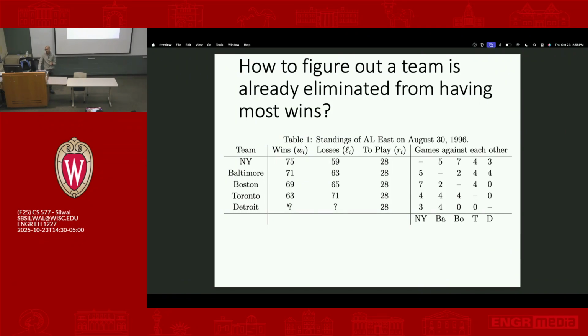So I'm going to tell you a certain value of wins, and the problem is: can I determine whether there is some schedule where it's possible for Detroit to be, let's say, first place or join first place in terms of number of wins? Okay. So that's the problem. All right.